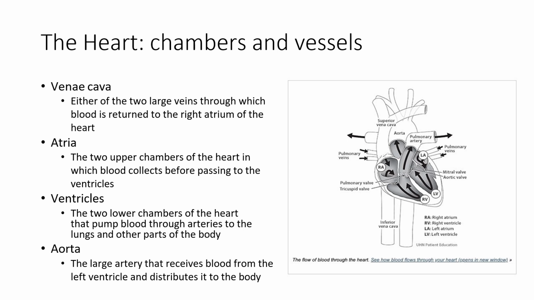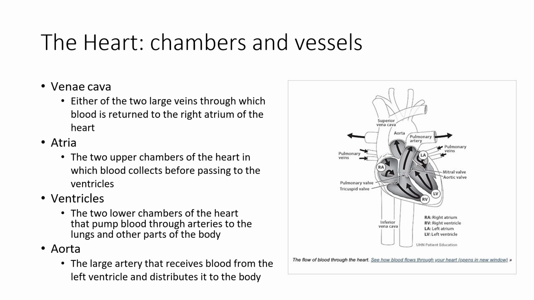And so the vena cava that you'll see there in the picture that is displayed is either of the two large veins through which blood is returned to the right atrium of the heart. So this is blood that has been previously pumped out to the body and it has distributed the oxygen, and now that blood is coming back through that vena cava to be returned to the right atrium of the heart.